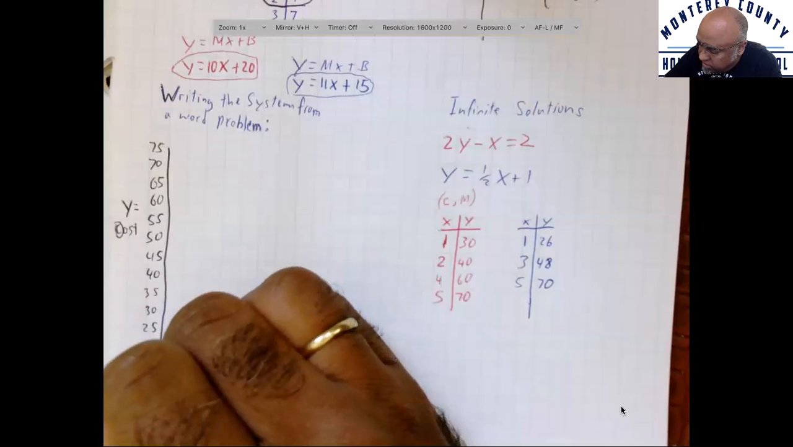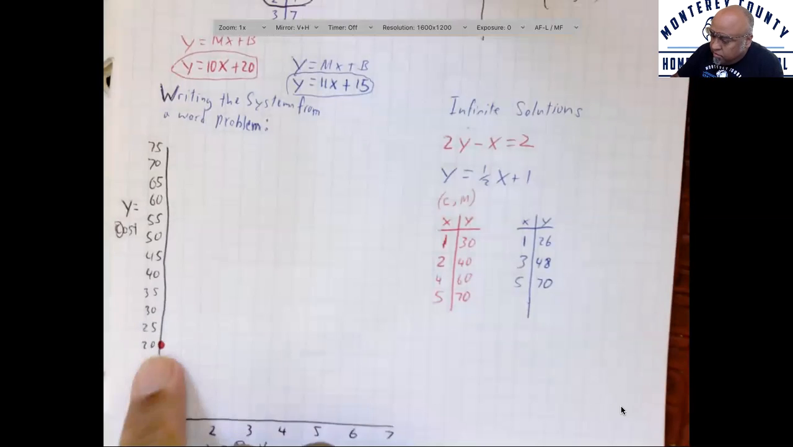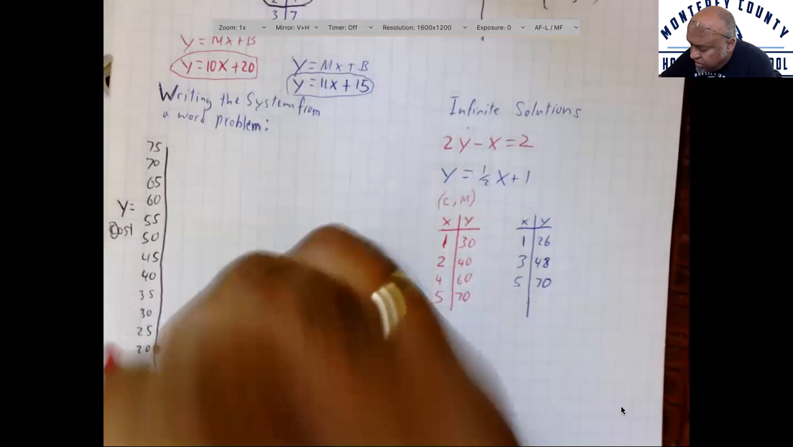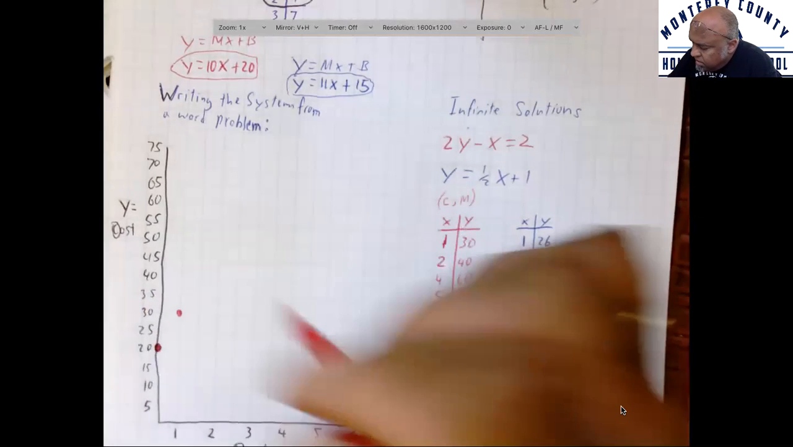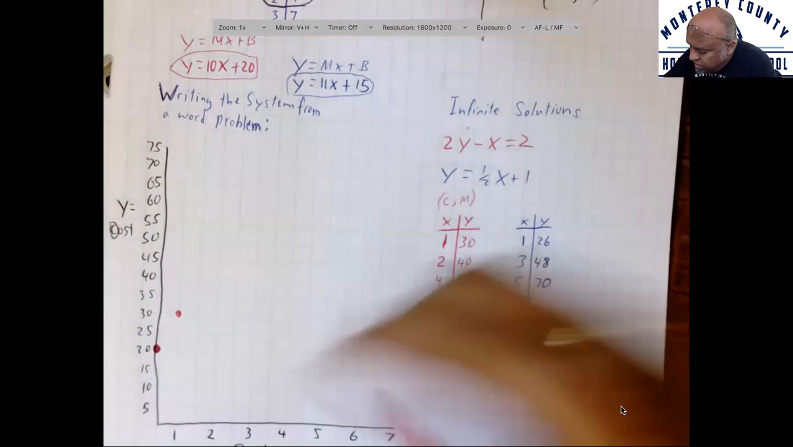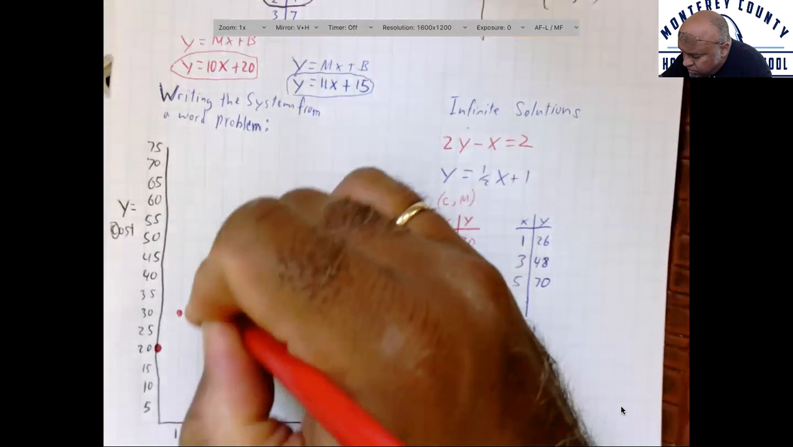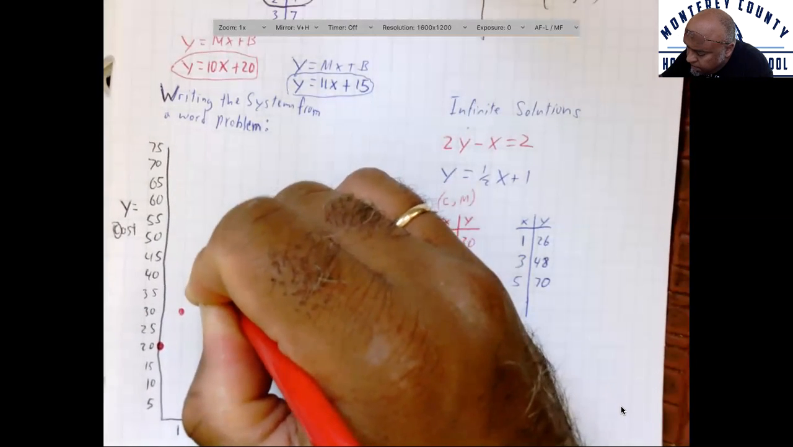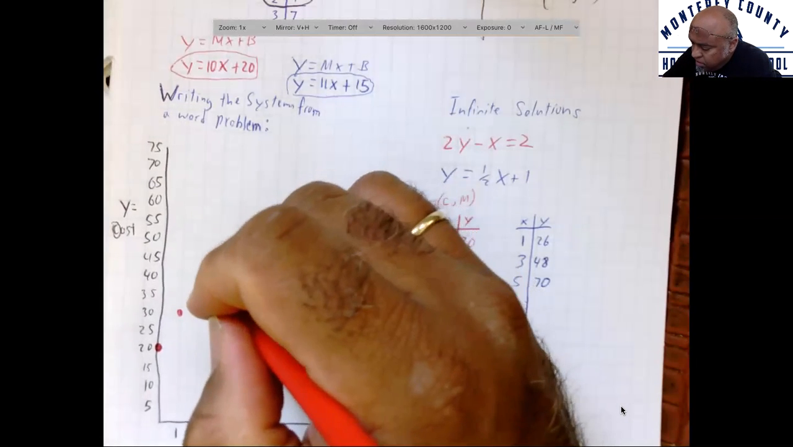Let me put it this way. If I started at 0, then my first point would be 20, because I'm looking for the one that's on the y-axis. Okay, so my next points are 1 and 30, so 1 over, 30 up. Let's see, 2 and 40, 2 over, 40 up.